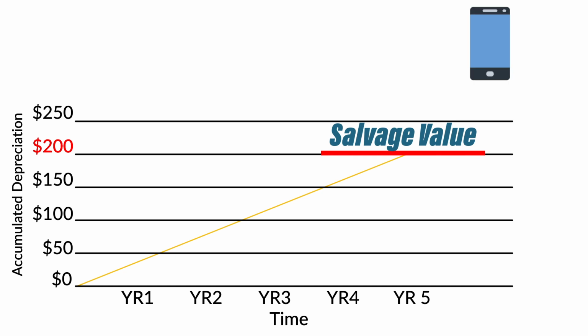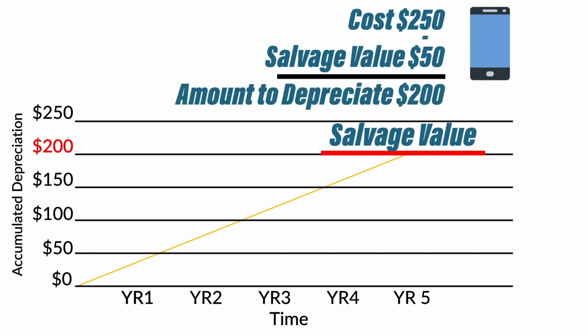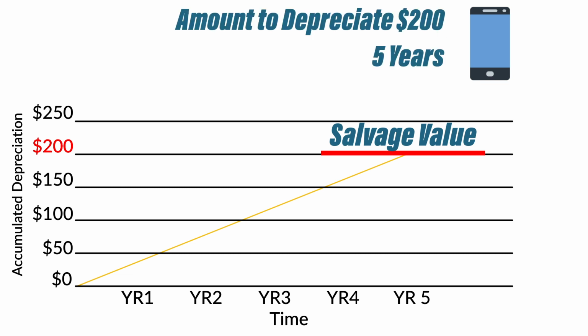So now we have a cell phone that costs $250 and will be worth $50 in 5 years. Therefore, it has to decrease in value by $200 over 5 years. It can only depreciate $200 because we can't make it worth less than $50. Your annual depreciation will be $40 a year.